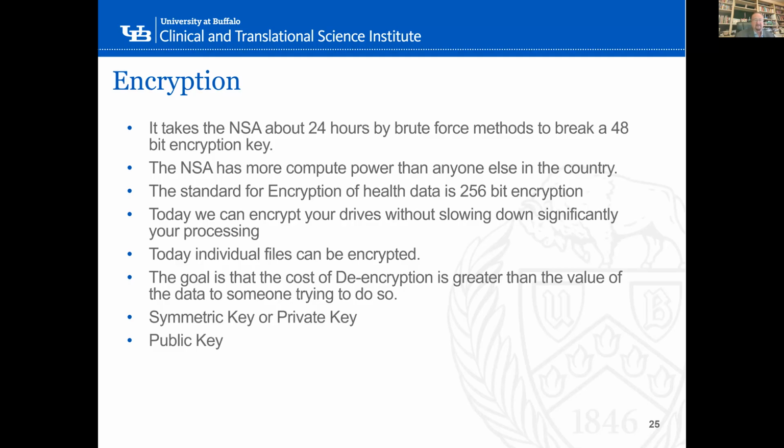Today, we encrypt our drives without slowing them down sufficiently because the encryption and decryption techniques are actually pretty fast. And today, you can not only encrypt a drive, but you can encrypt individual files, which is even faster. The goal is that the cost of decryption by brute force methods is greater than the value of the data to someone trying to do so. In some really high value people, like the President of the United States or other things, it may be worth the effort for people to go through.